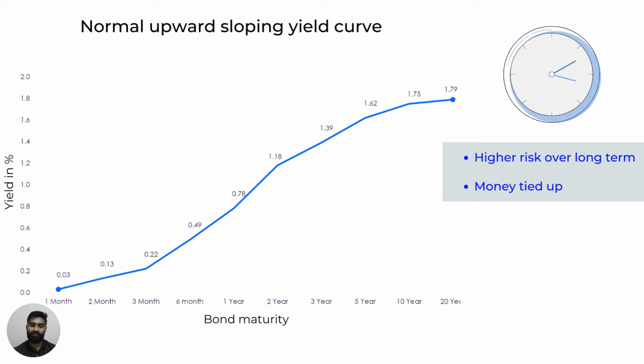Yield curve is a graph with bond maturity on the x-axis and yield on the y-axis. As we can see in the graph, the shorter term bonds usually have lower yields when compared to the longer maturity bonds. This is because longer maturity bonds usually have a higher risk over the long term, and also because the money is being tied up and it's not allowing the investor to access it for a longer period of time.